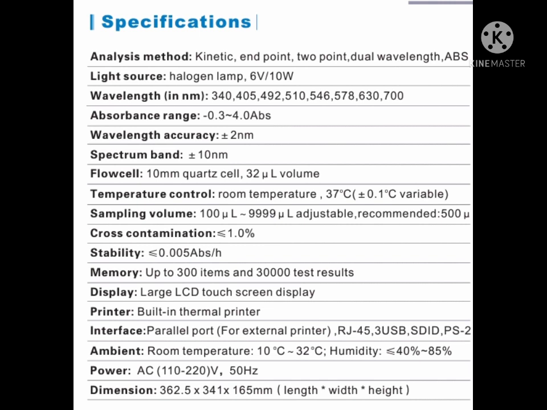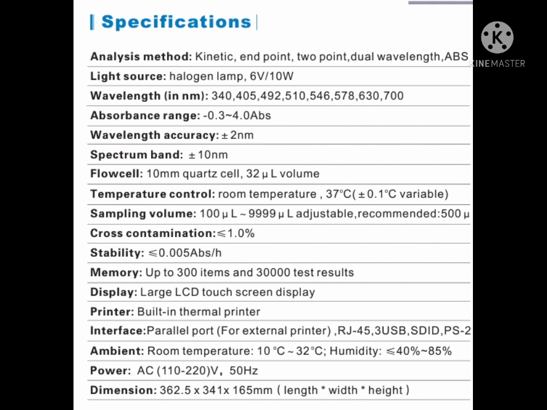Wavelength accuracy, spectrum band, flow cell, temperature control. Sampling volume is 100 microliter to 999 microliter adjustable. Cross contamination, stability. Memory is up to 300 items, and 30,000 test results can be saved in this instrument.